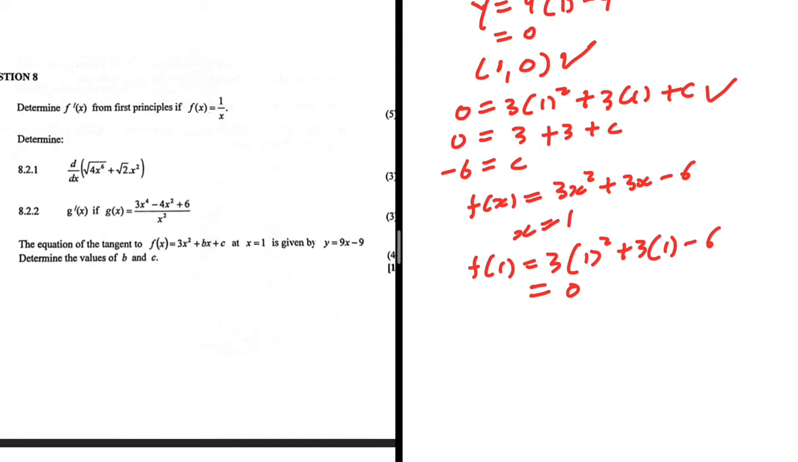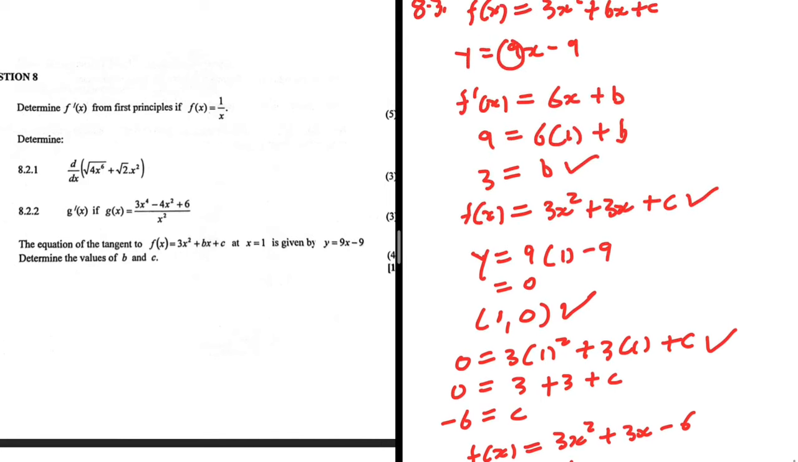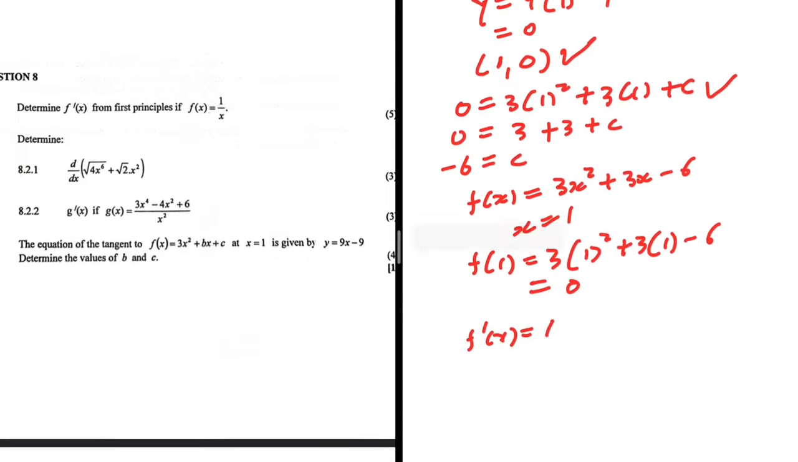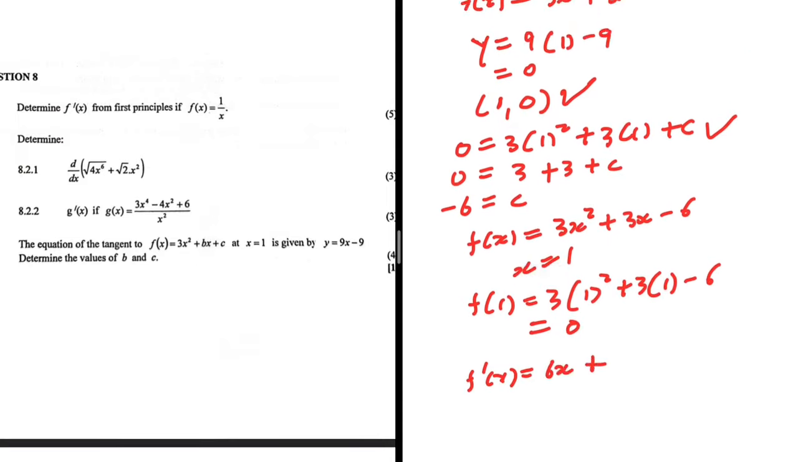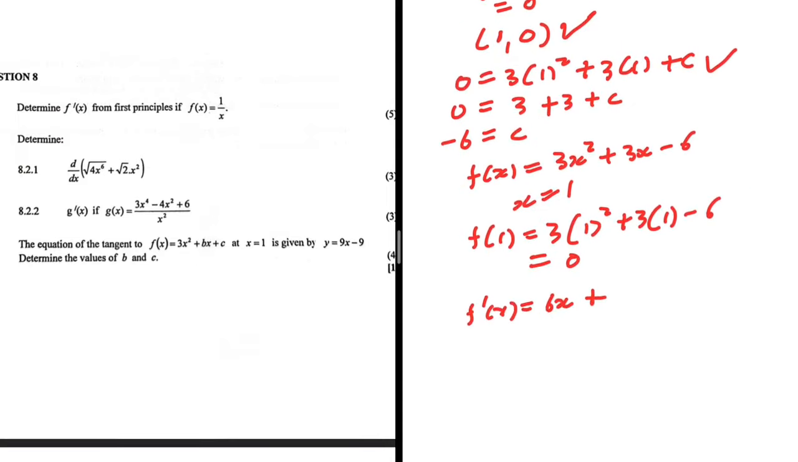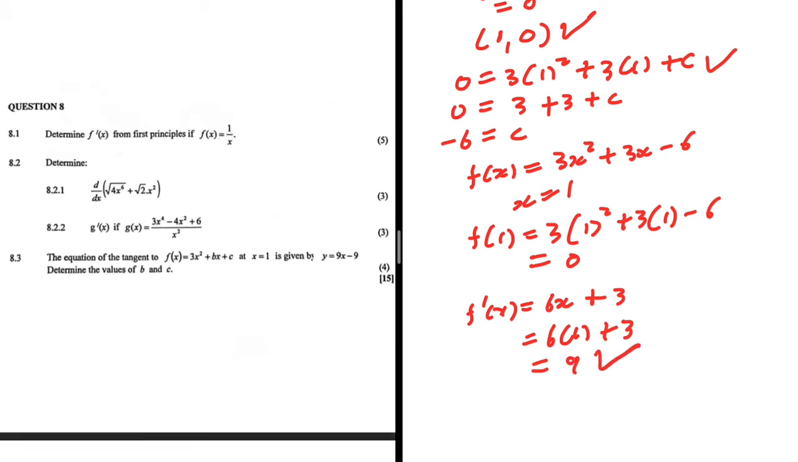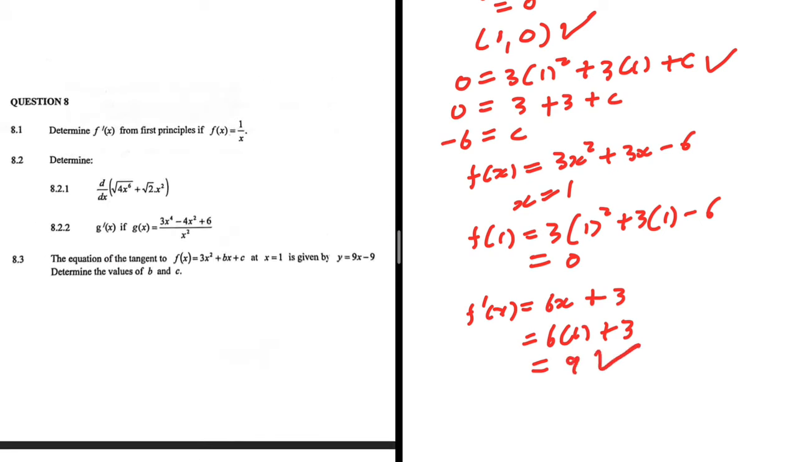Maybe let's check if the gradient is 9. f prime of x is equals to 6x plus b. What is b? b is 3, right? So when we substitute 1, we get 9. So the gradient seems to also be valid. Yeah, so that is the answer to 8.3.